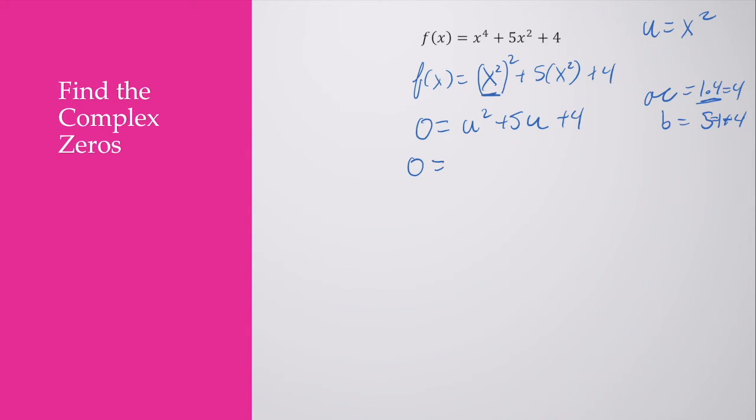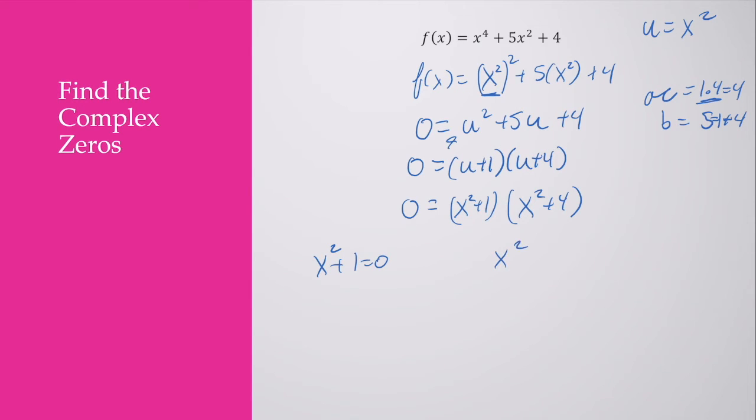So now I can factor this, because my leading coefficient is 1, as u plus 1 times u plus 4. Now I can substitute back in. I've got 0 equals x squared plus 1 times x squared plus 4. So I have x squared plus 1 is 0 and x squared plus 4 is 0. I think you might be able to see what's going to happen here. I have to subtract 1 from both sides. So I get x squared is negative 1. We take the square root of both sides. x equals plus or minus i, because when I take the square root, I have to take plus or minus, which gives us our conjugates.